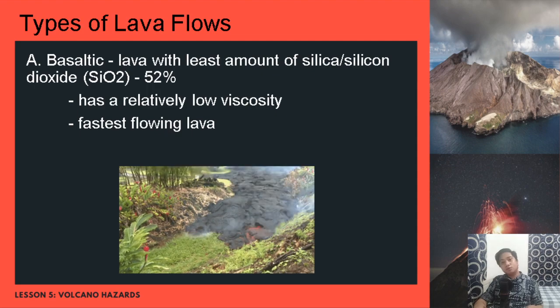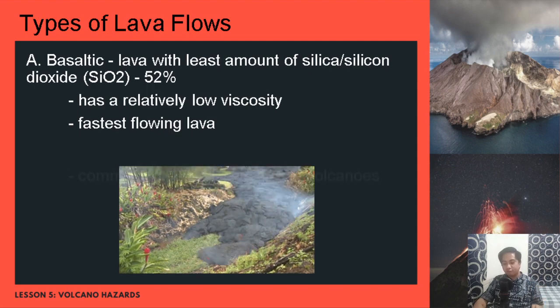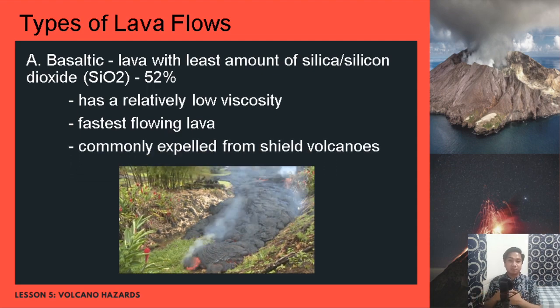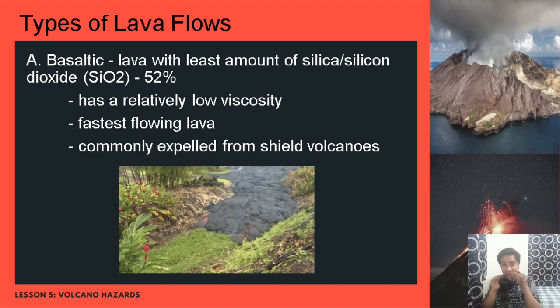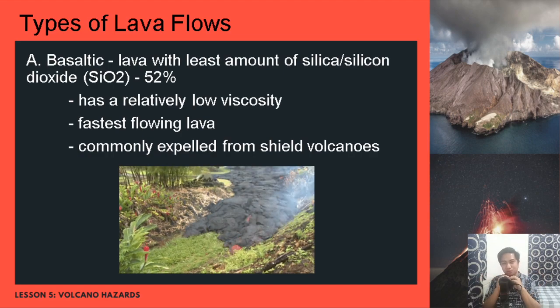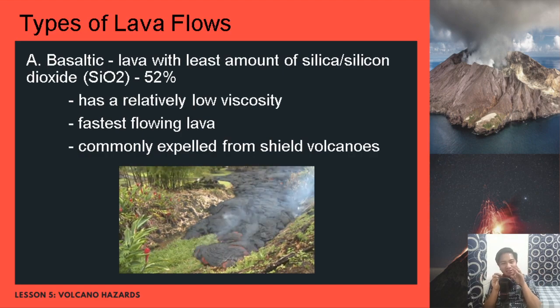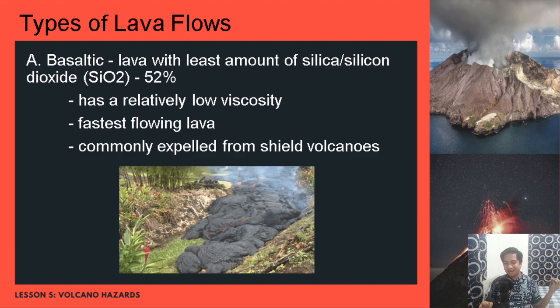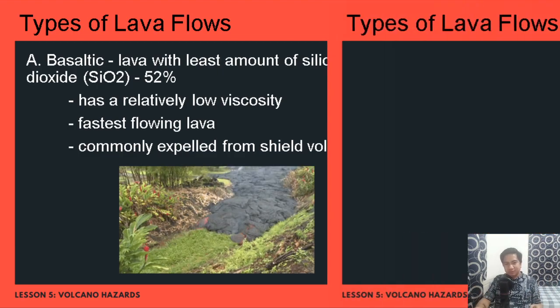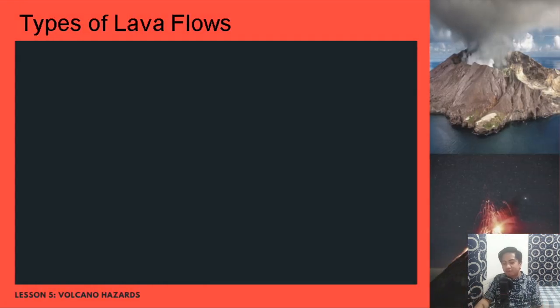And then it is also considered as the fastest flowing lava, commonly expelled from your shield volcanoes. So as you can still remember, your shield volcanoes are your flat volcanoes. So usually maglupok siya, ang iya ejection is kumbaga do ginapagwa ilang do ginaluad niya lang ang imo nga basaltic lava. Okay? So your basaltic lava flow can be categorized into two.